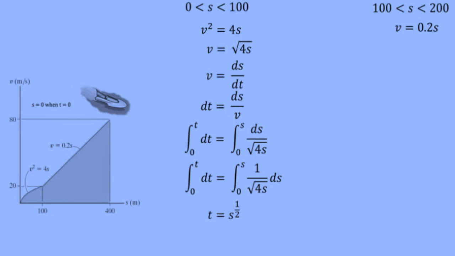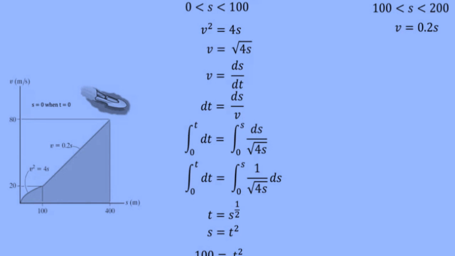Since we need it to be an equation for displacement, we need to isolate s instead. So changing it gives us an equation for displacement with respect to time. The next step, as with other problems where we took the integral, is to find the displacement value at the time when the new segment starts. So we need to substitute 100 meters and solve for t. We get a time value of 10 seconds.